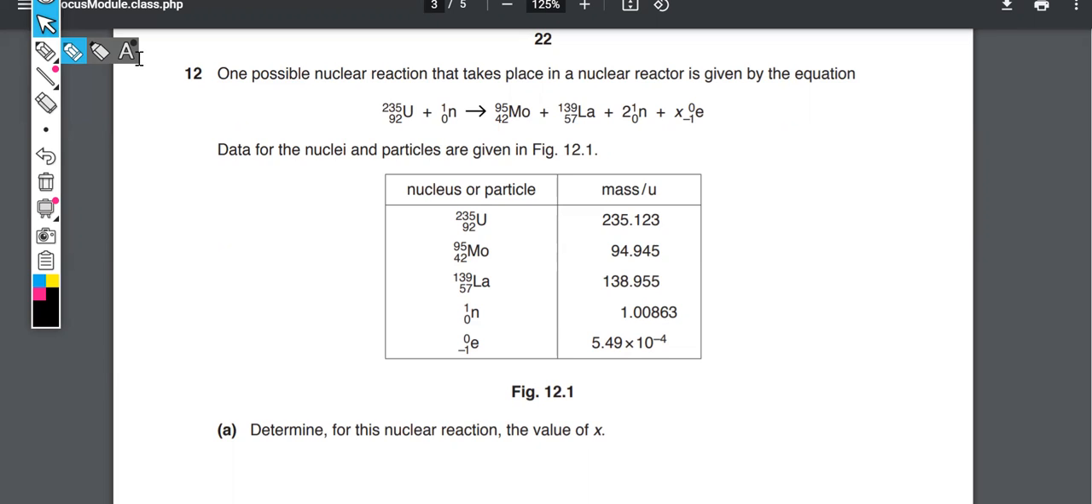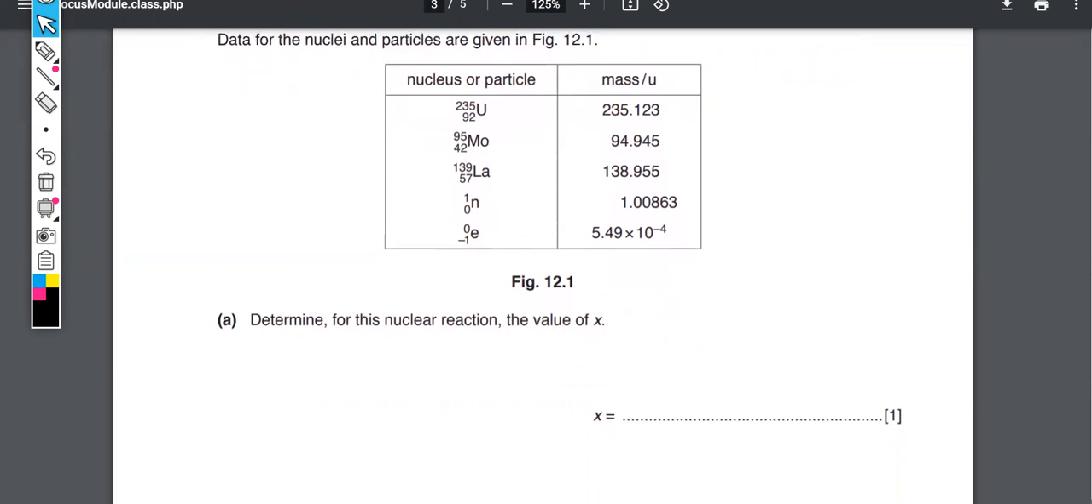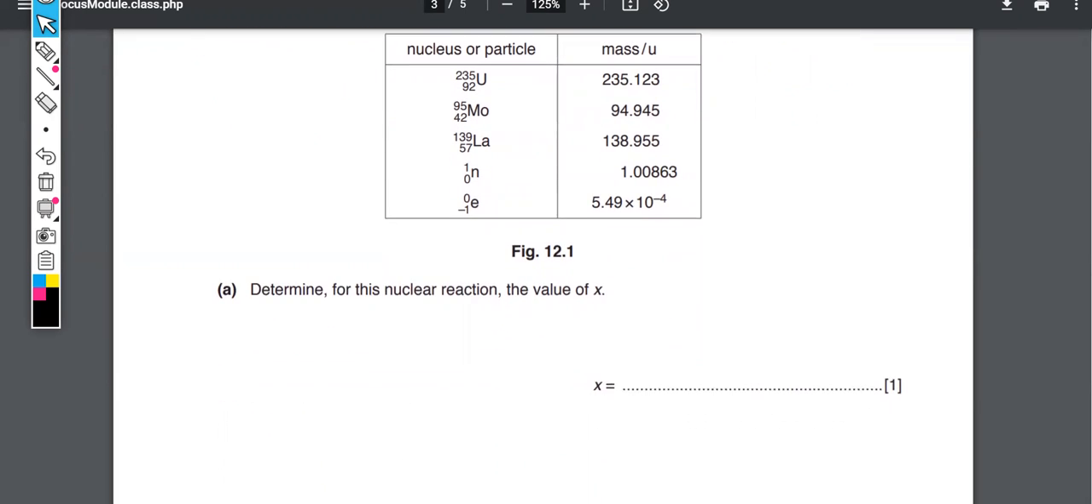So if we have 99 protons, but we only started with 92, well, then we need how many negative ones? So like an electron has a proton number of -1. And so to cancel out 7 of these positive charges, we would need to have 7 electrons. And so that's the first answer here. It says determine for this nuclear reaction the value of X.